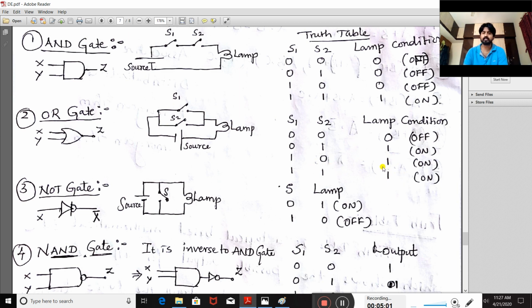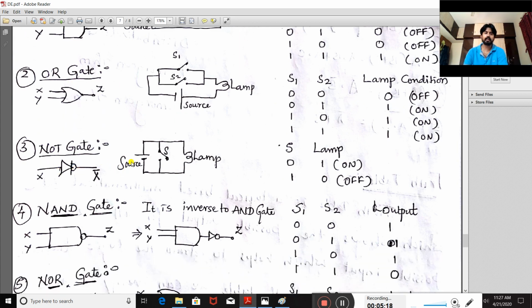Now what does the OR gate say? If and only if both the inputs are low, then the output is low. Otherwise, if any one input is high, the output will be high. This is the truth table of the OR gate.